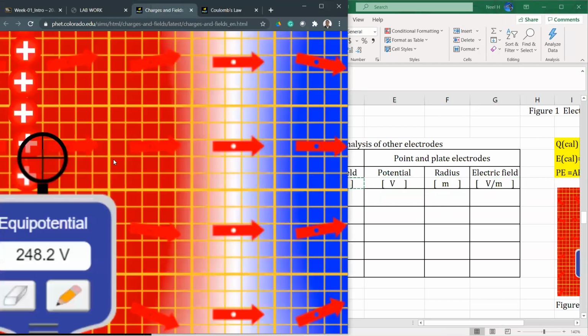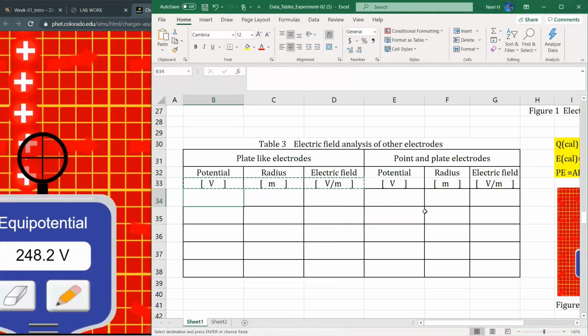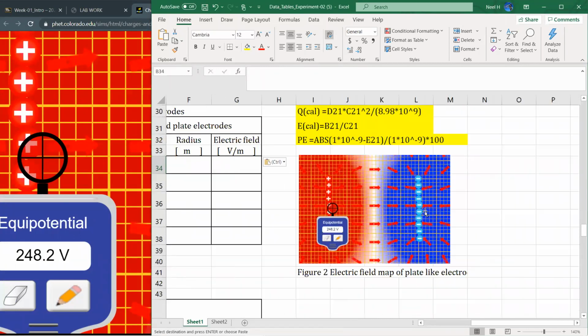Professor, what would you title the other picture? Say it again? Oh, I said electric field map of plate-like electrode. I just named it electric field map of plate-like electrode, okay?